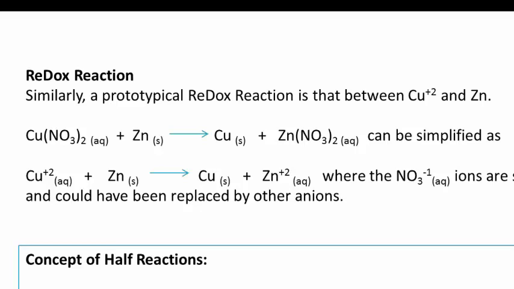And if you want to simplify this reaction, it would be what we gave you earlier. That is copper 2+ (aq) plus zinc metal, reacting to form copper metal and zinc 2+ cations. The nitrate is just a spectator.